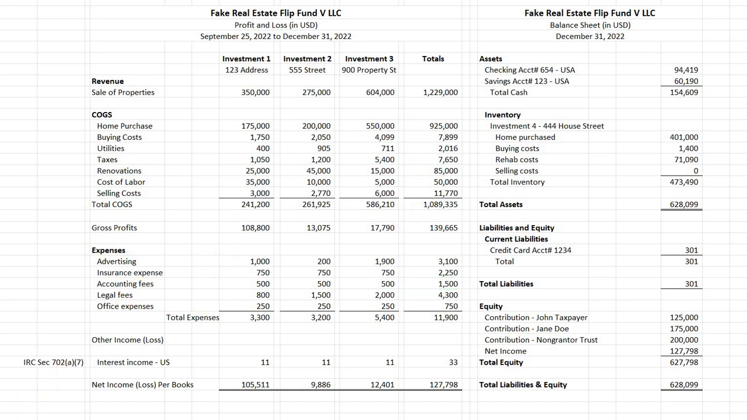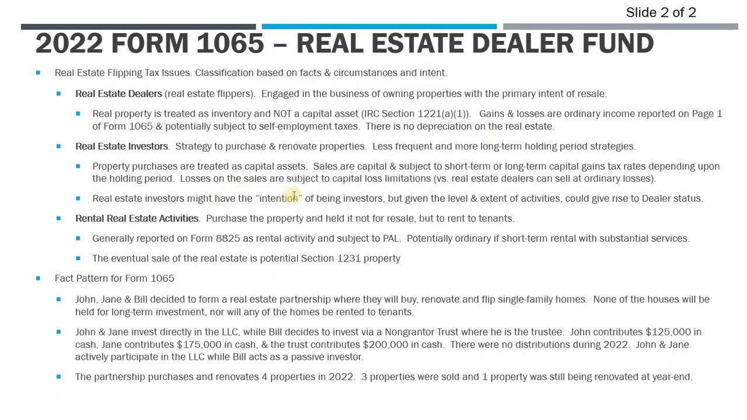And then the last piece here is a slide where we're going to cover the tax issues and then the fact pattern. So I'll start here and then we'll go over to the financial statements and then work our way into the tax return itself. So when we have a real estate flipping type business, whether you have a real estate flipping type business for tax purposes is really going to depend on the facts and circumstances and your intent.